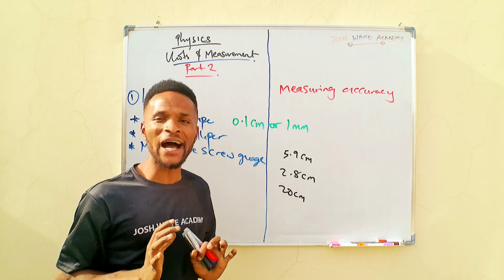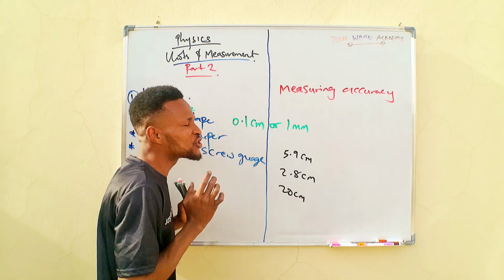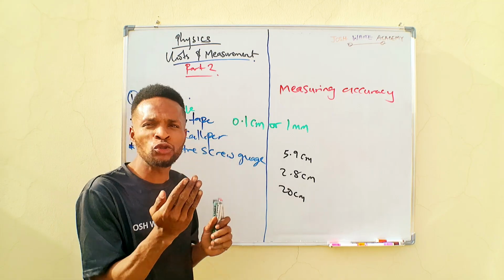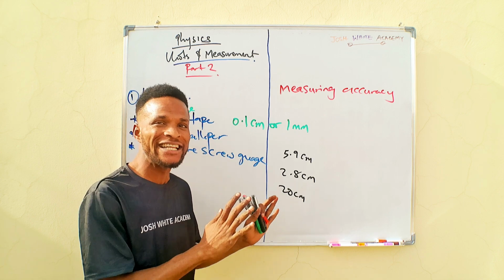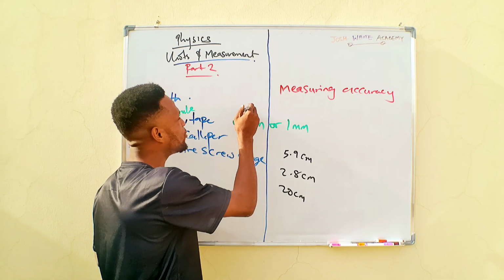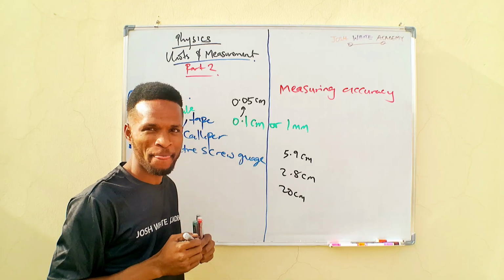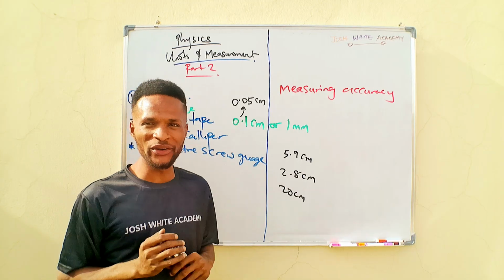But there is something known as least possible measurement. Now, if 0.1 is the measuring accuracy of the meter rule, it's possible for us to measure the half of the measuring accuracy. We call that the least possible measurement. So that means it's possible for us to measure up to 0.05 centimeter. So that's for meter rule.